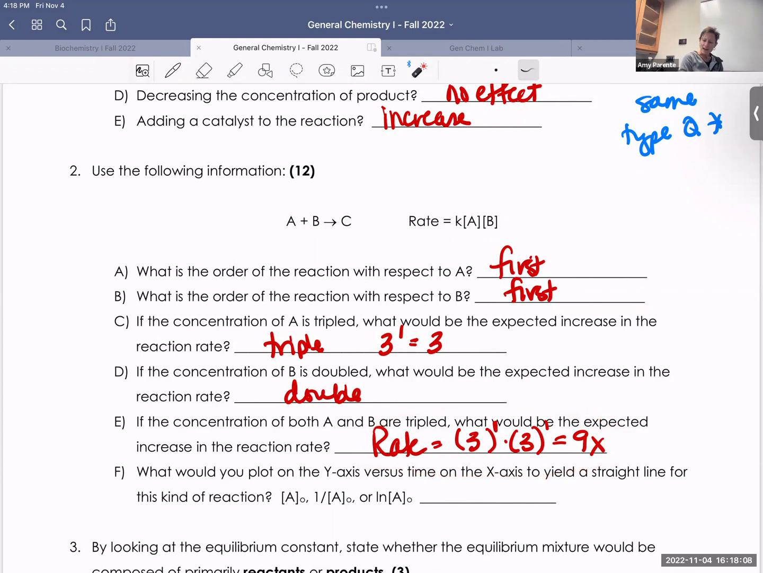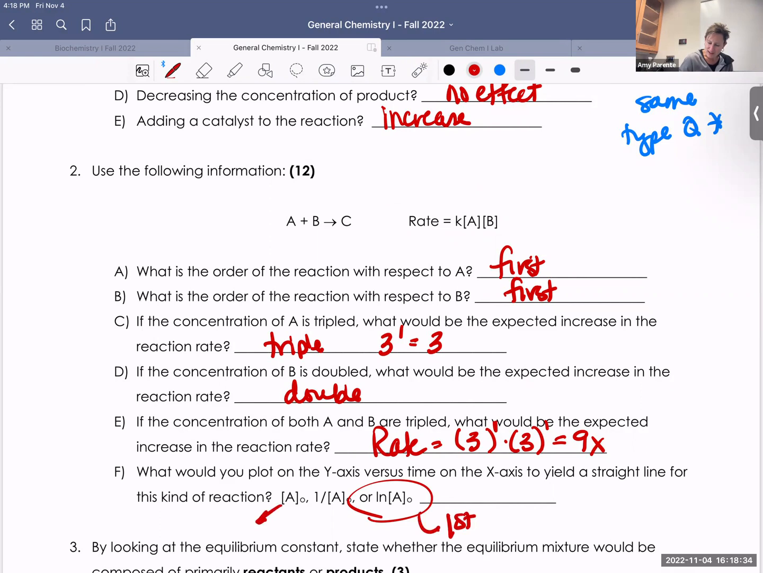What would you plot on the y-axis versus time on the x-axis to give us a straight line for this kind of reaction? So again, if we're talking about things with respect to the concentration of A, what would that line look like? Yep, it's going to be ln, and that's because it's first order.